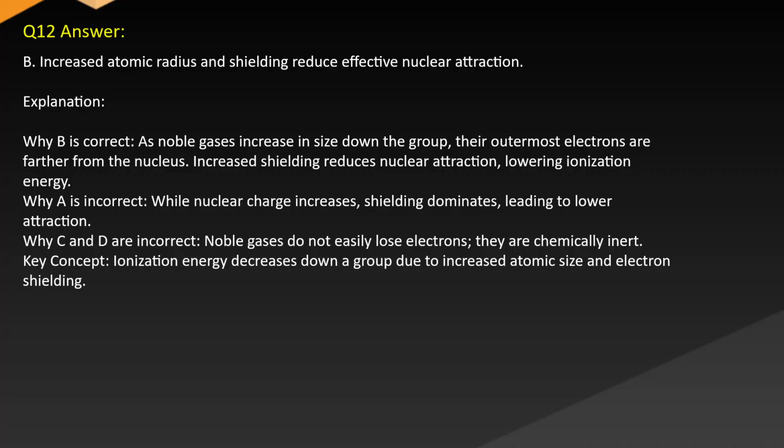Why C and D are incorrect. Noble gases do not lose electrons easily. They are chemically inert. Key concept: ionization energy decreases down a group due to increased atomic size and electron shielding.